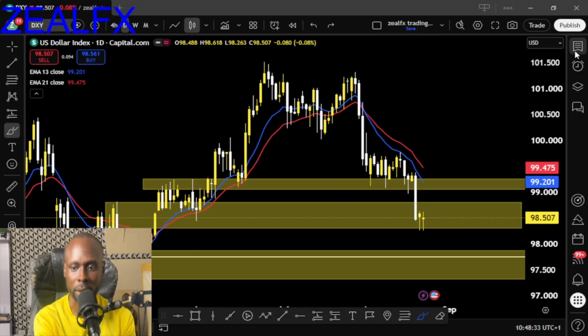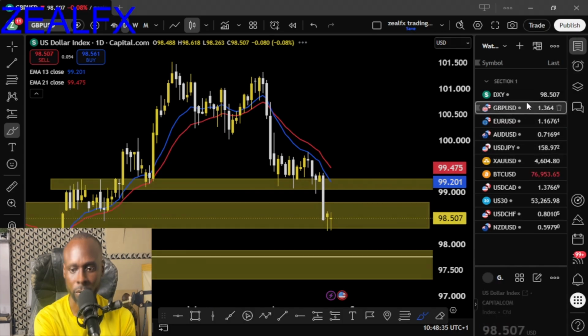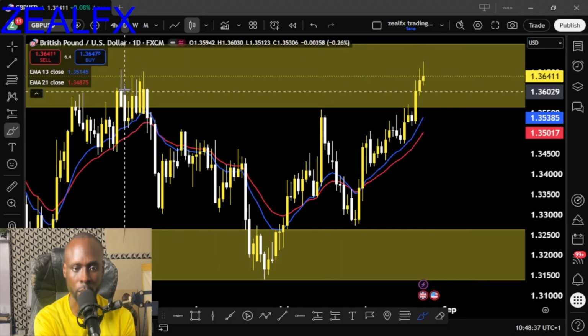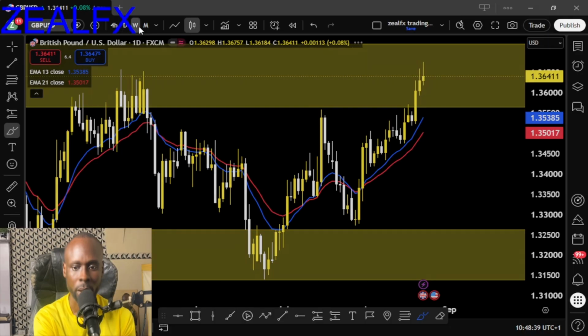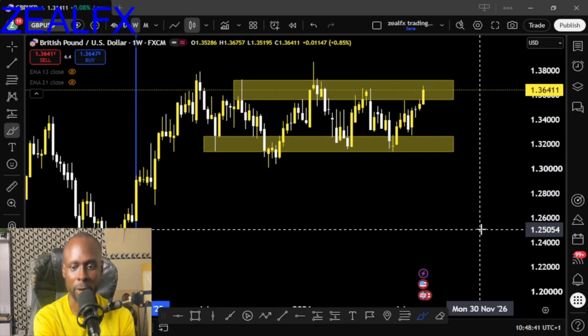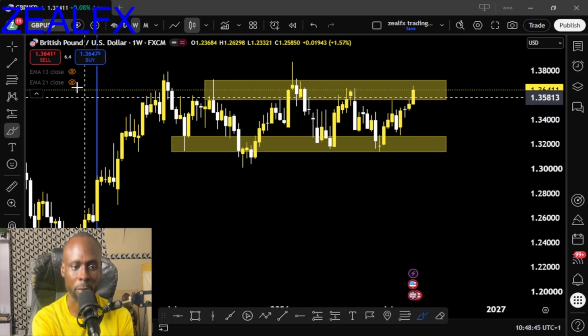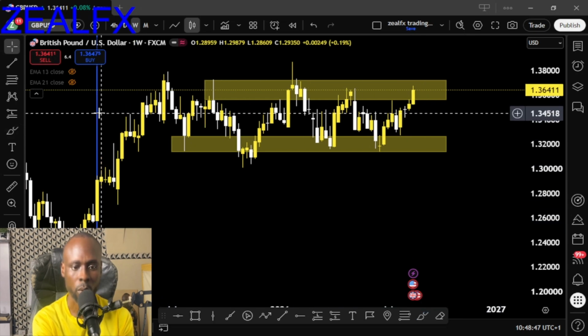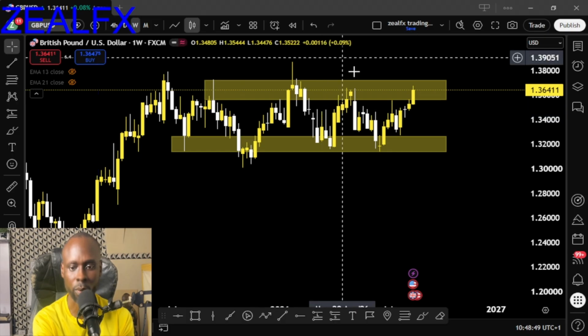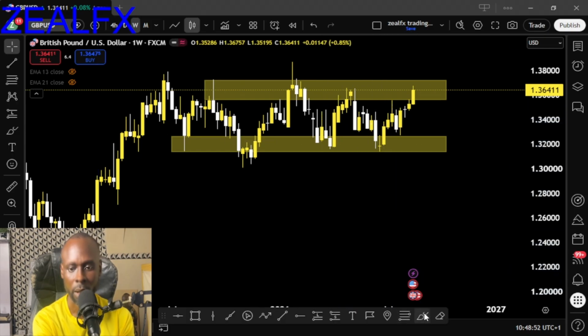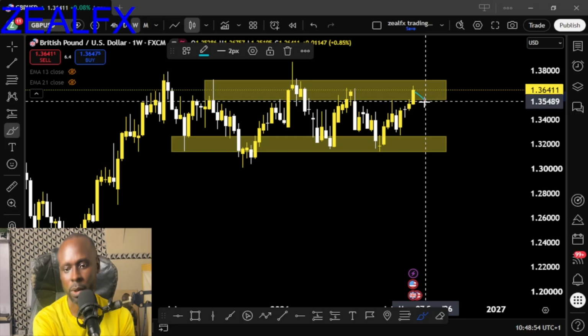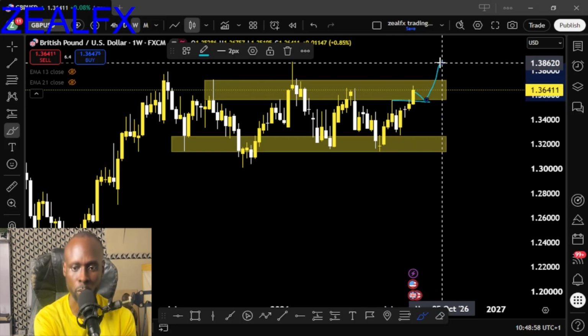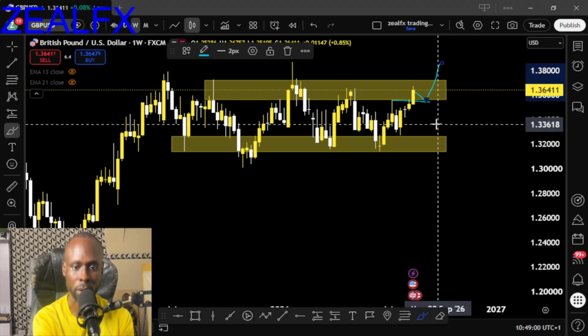So let's look at our next pair, which is the pound USD. The pound USD on my weekly time frame has currently closed on the resistance level. We can see we have price closed on this resistance level. So as long as we have price closed on that resistance level, this might push price back to this previous resistance to start looking for price to push higher for the pound USD.